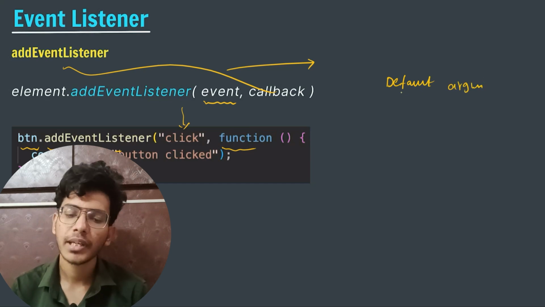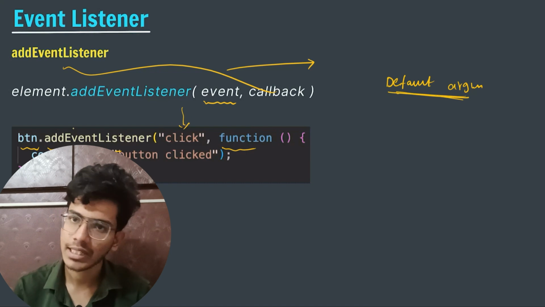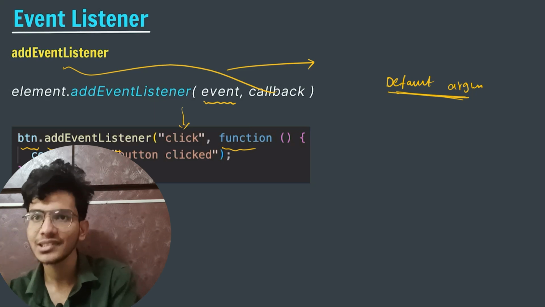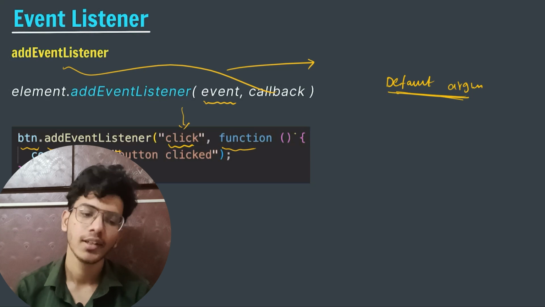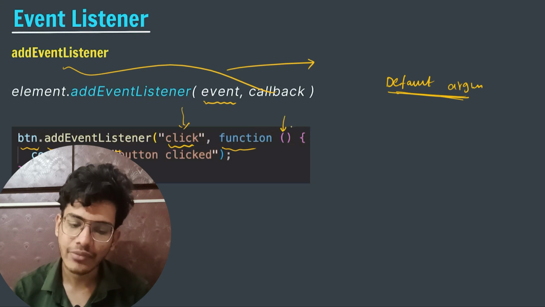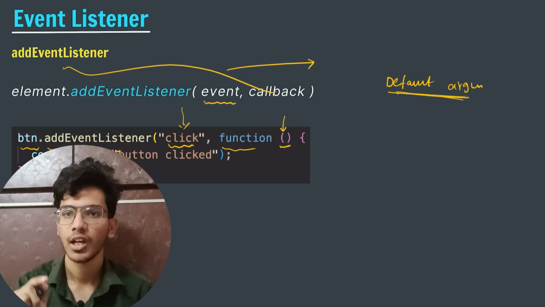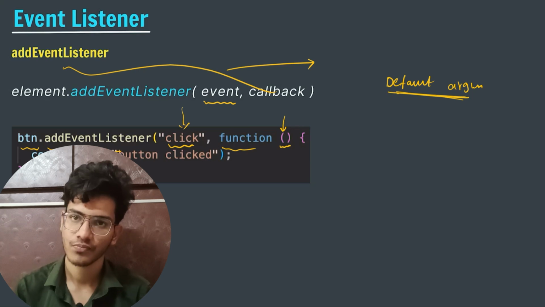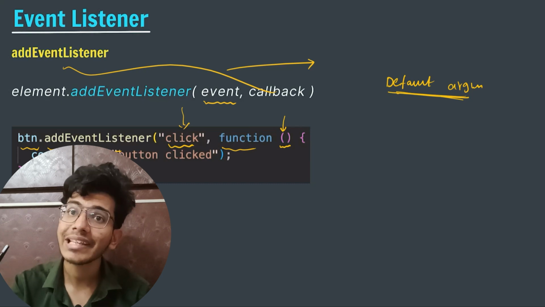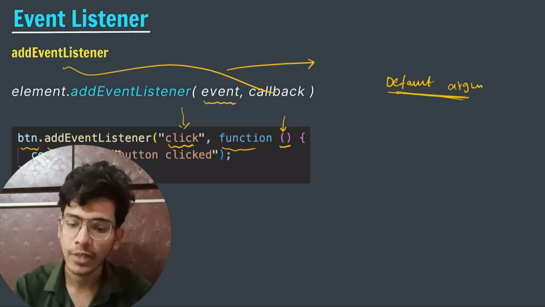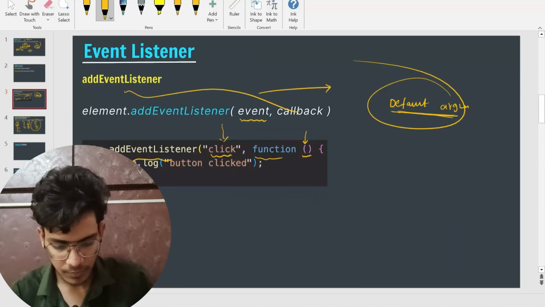So what is the meaning of default argument? Let's say I'm writing my event listener, btn.addEventListener. In the parentheses, I'm giving what type of event it is and a function. In that function, there is an event parameter which goes into the function as an input, automatically. And we call that input the default argument. So here, let me show you.